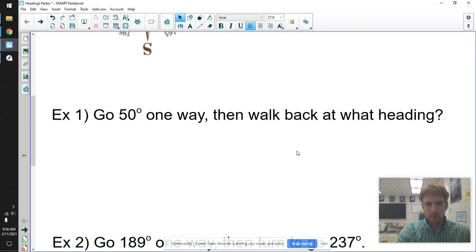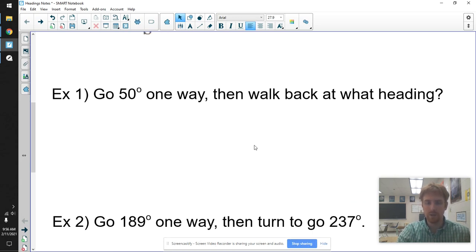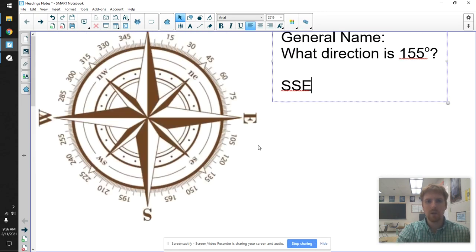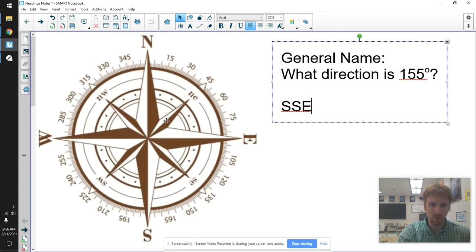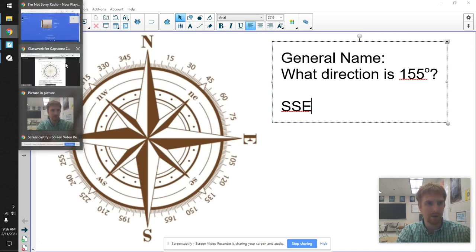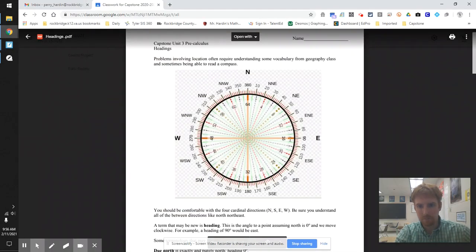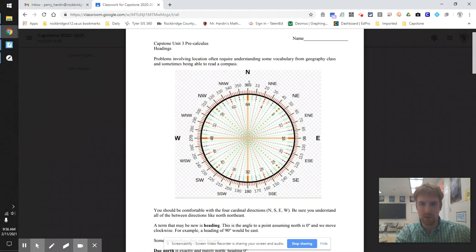Now some skills you'll need to have. Let's suppose you go 50 degrees one way and then you turn around and walk back. If you go 50 degrees one direction and you turn around and go the other way, you're going the exact opposite direction. So let's talk about some measures here. Now, I'm going to flip back, it's got a little bit better number. The numbers are easier to read anyway.